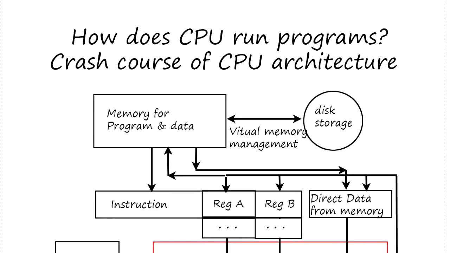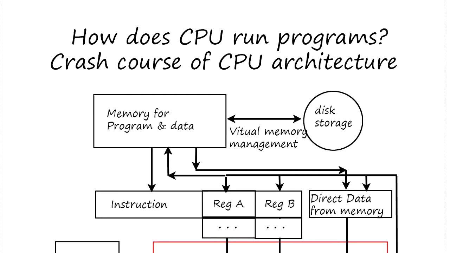How does a CPU run programs? We have CPU chips, Snapdragons, all kinds of CPU chips for the cell phone and the laptop, Intel CPUs. We'll go through all the CPUs and how they work. It's a crash course in CPU architecture today. Okay.